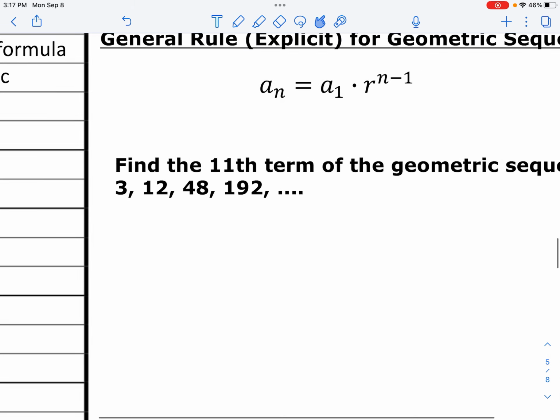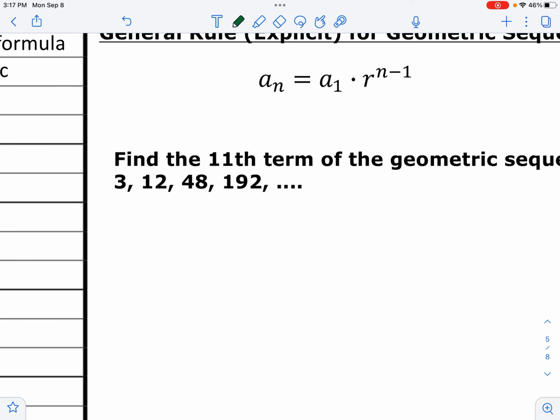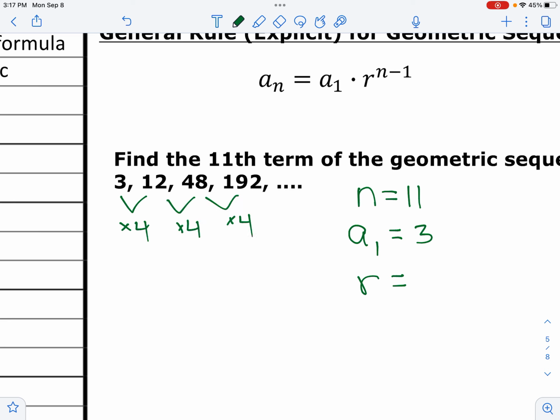So I'm going to use a couple of things here. I know that n is 11. I also know I'm trying to find the 11th term. I'm trying to find a sub 1 as well. I know that that is 3, okay? And then I need my common ratio. So what are we multiplying? We know it's geometric, so we know we're multiplying by the same thing every time. It looks like we are multiplying by 4. Okay, so my common ratio is 4. Now, I have everything I need to use this formula up here.